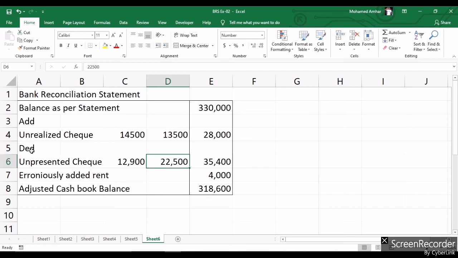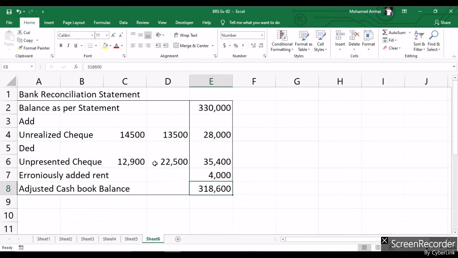Okay, so under the heading deduct, write the unpresented check. If we deduct these two checks from the statement balance, it would be equal to the adjusted cash book balance, because the cash book balance already removed, that means deducted, those two checks when issuing the check.